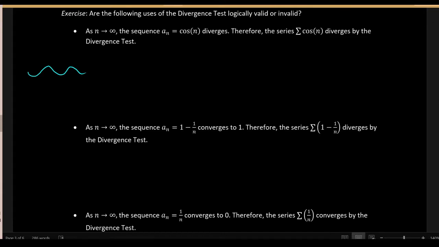They conclude that by the divergence test, the associated series, the sum from whatever starting point to infinity of cosine of n, must also diverge. What do you think? Is this logically valid or not? This one is logically valid.